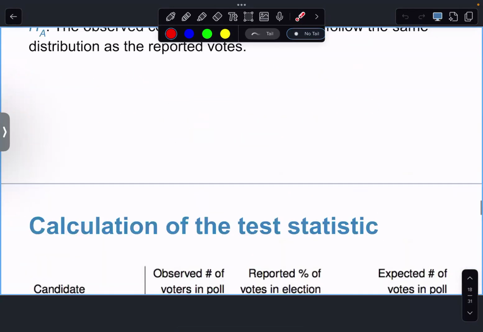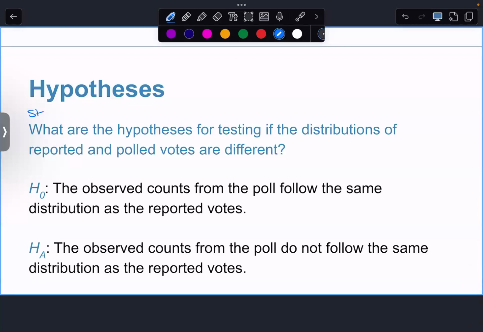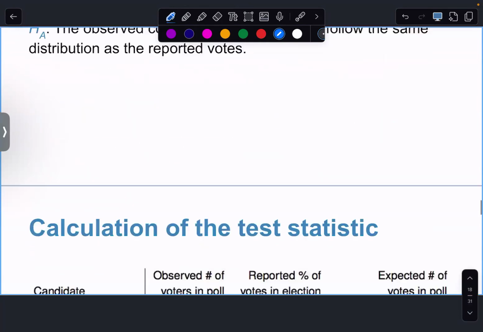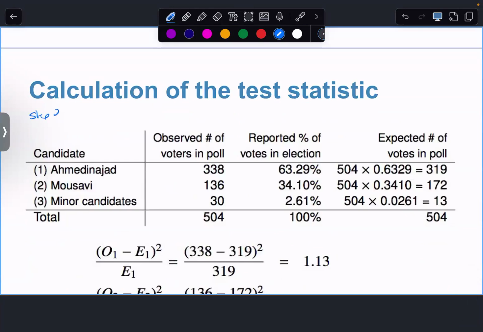So we've got our null and alternative hypotheses. This is step 1 in our hypothesis testing, if you like to break it down by steps like I do. Step 2 is calculate the test statistic. Which means I have this percentage distribution across each of the candidates. But what I can do is, out of 504, I would expect 63.29% of those here, so I'm expecting 319. Then I take my 504 times 34.1, and I'm expecting 172, and then I'm expecting 13. Of course, they should still add up to 504.